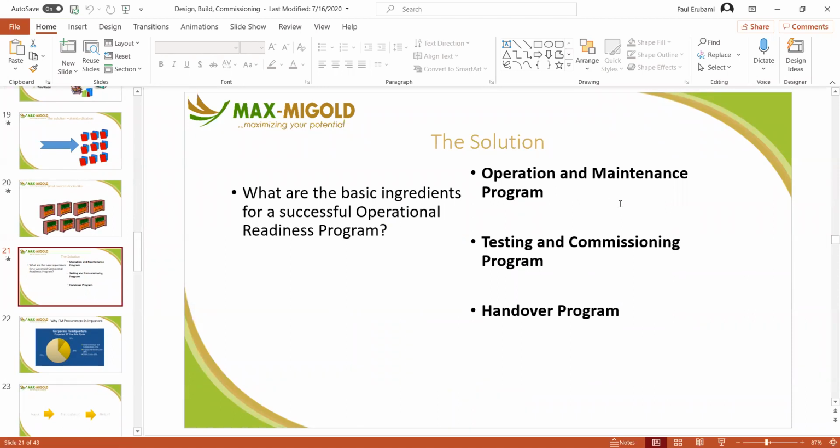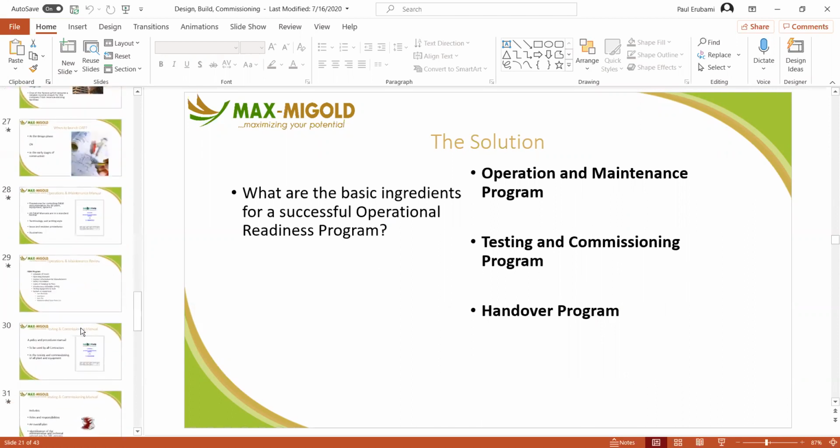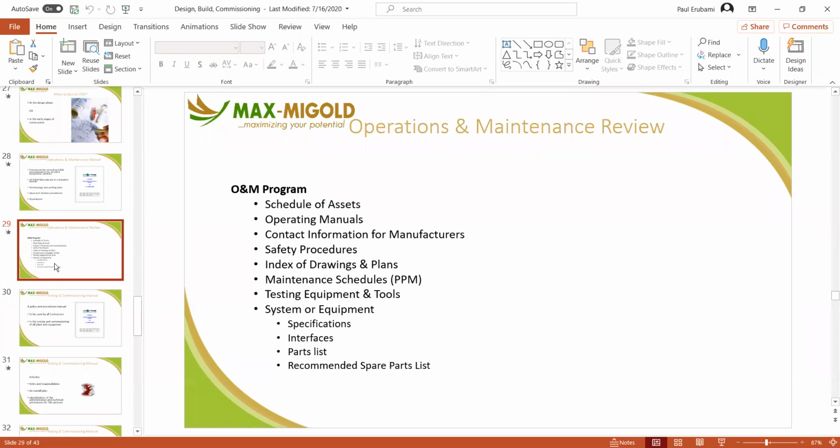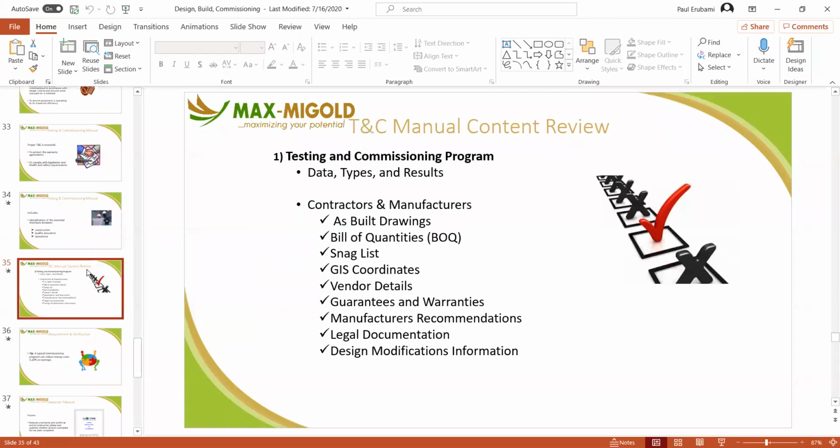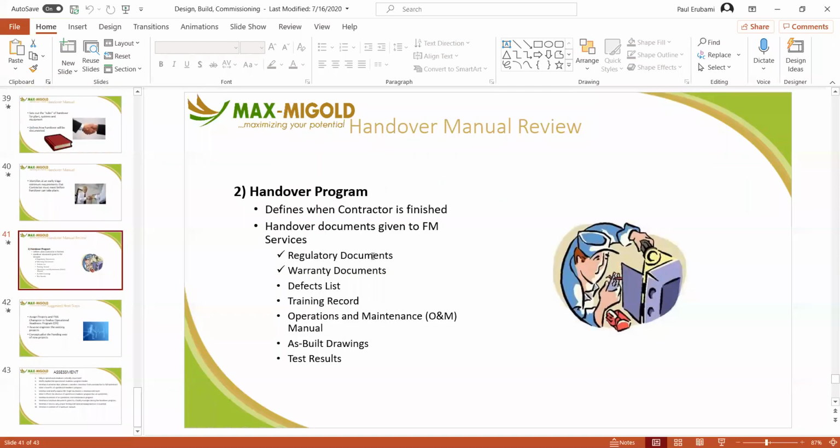This is where I told you that the operational readiness program can be created as three different programs for a complex project. But you can do everything in one program. Just ensure that the things listed in slide 29, slide 35, and slide 41 are captured as outputs from the entire process.